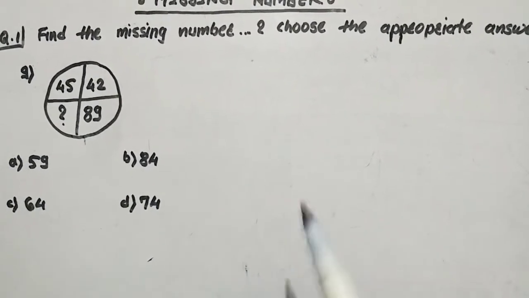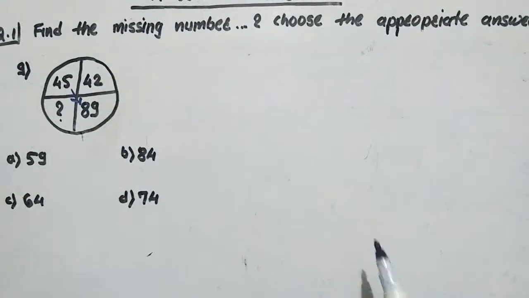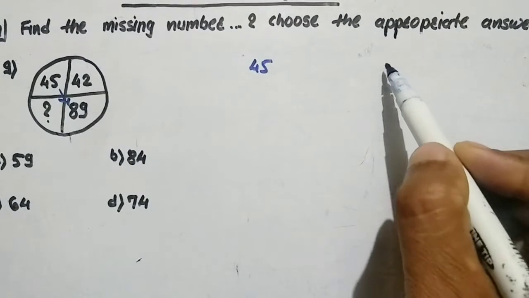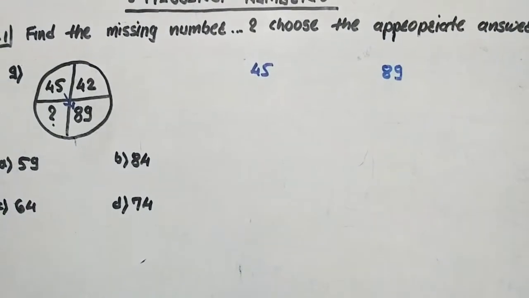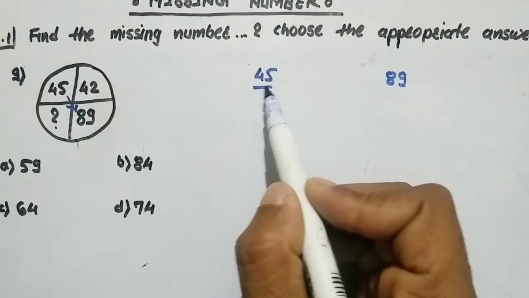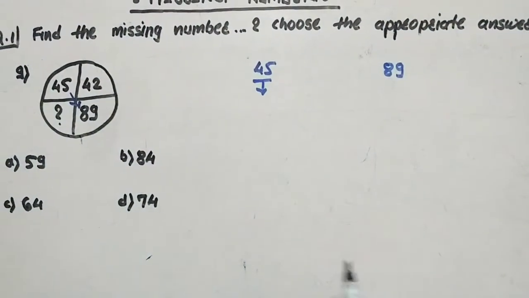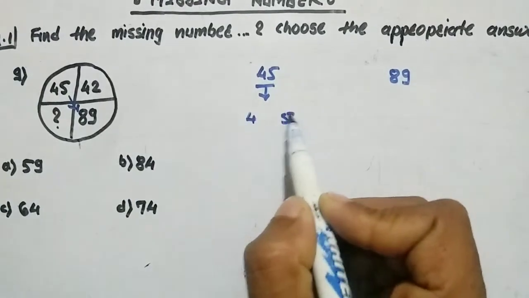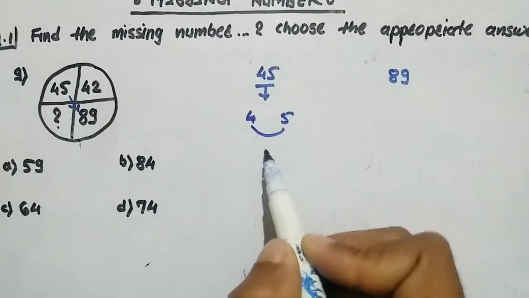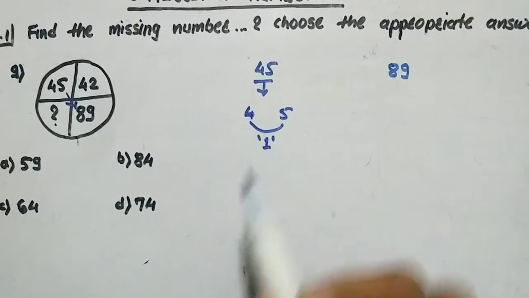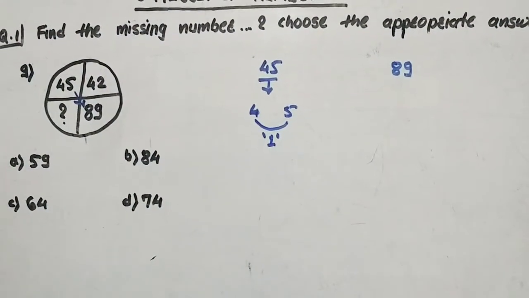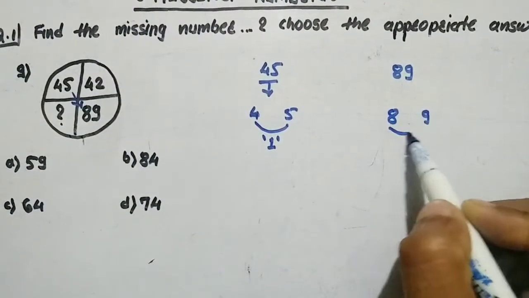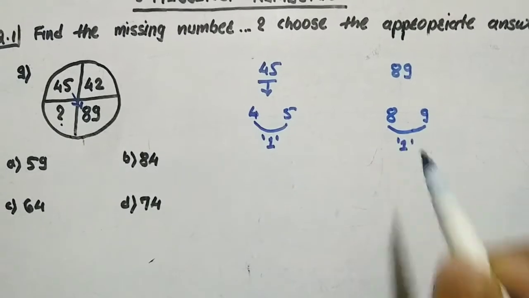We always choose opposite numbers, that is 45 and 89. So I will write here 45 and I will write here 89. Here is also a good trick. Here we will take the difference between those two numbers. The difference between those two numbers is 1. Here 9 and 8, the difference between those two numbers is 1, right.